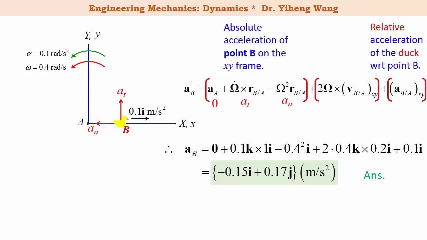This term right here is new. It's called the Coriolis acceleration. You are encouraged to learn more about it on your own. But for the purpose of this course, just consider it as an important mathematical correction factor that must be included when using the rotating reference frame. When combining all these three contributions, we get the absolute acceleration of the duck.